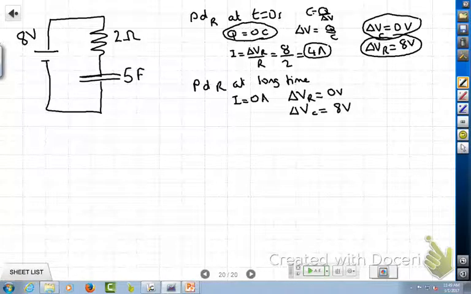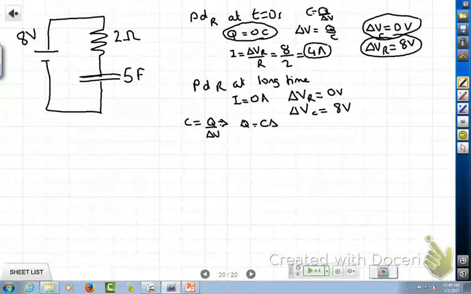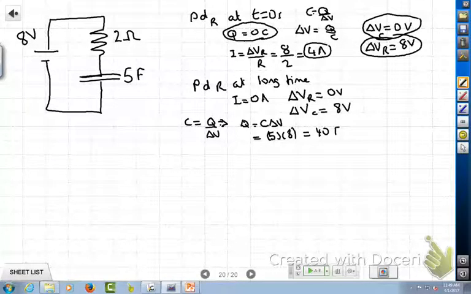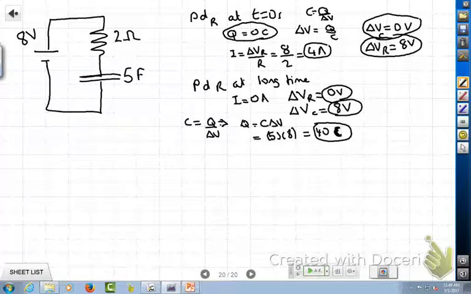So therefore, using C is equal to Q over delta V, which gives me that Q is equal to C delta V, which equals 5 times 8, which equals 40. And what's the units for charge? Coulombs. Okay, so I got that one, that one, that one, that one. Again, 4 things I can find out.